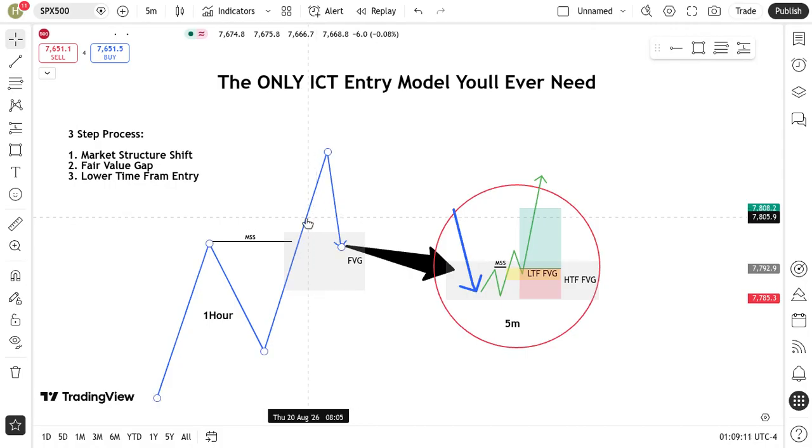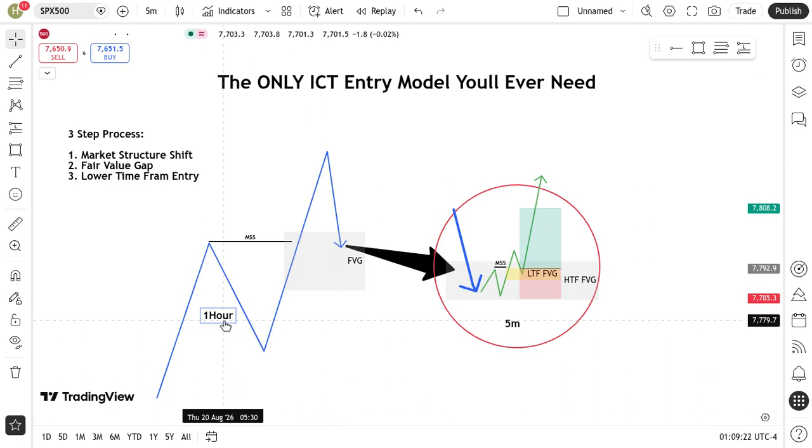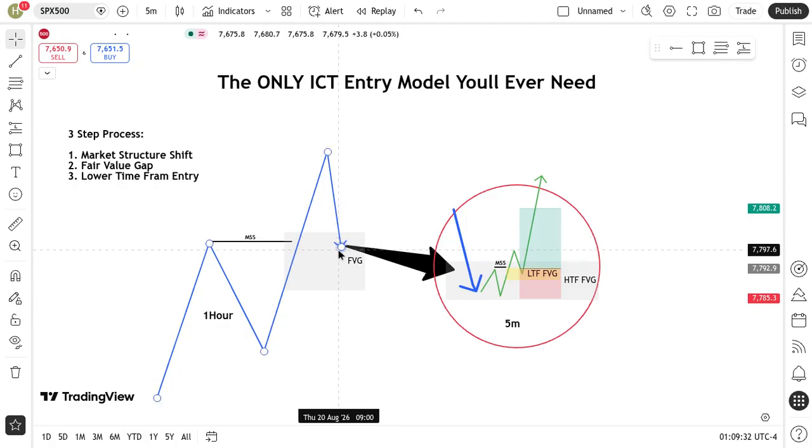Our second step is a fair value gap. Now you're going to be using 2 time frames with this entry model. Your first time frame is your higher time frame. That can be whatever you like. For this example, I have the 1 hour chart, and the 5-minute time frame is my smaller time frame. So your higher time frame frames the setup. So we have a market structure shift and a fair value gap that frames our setup.